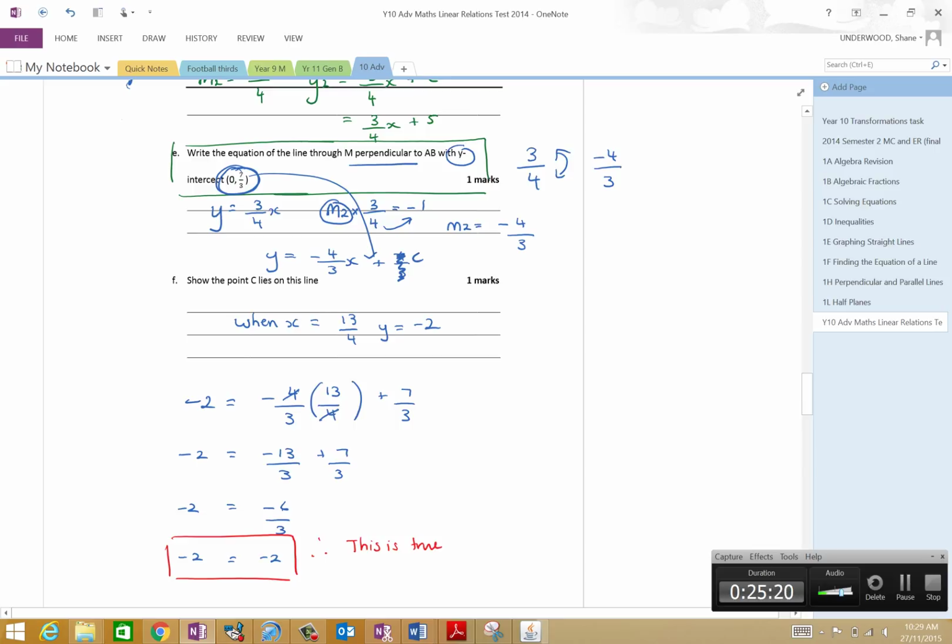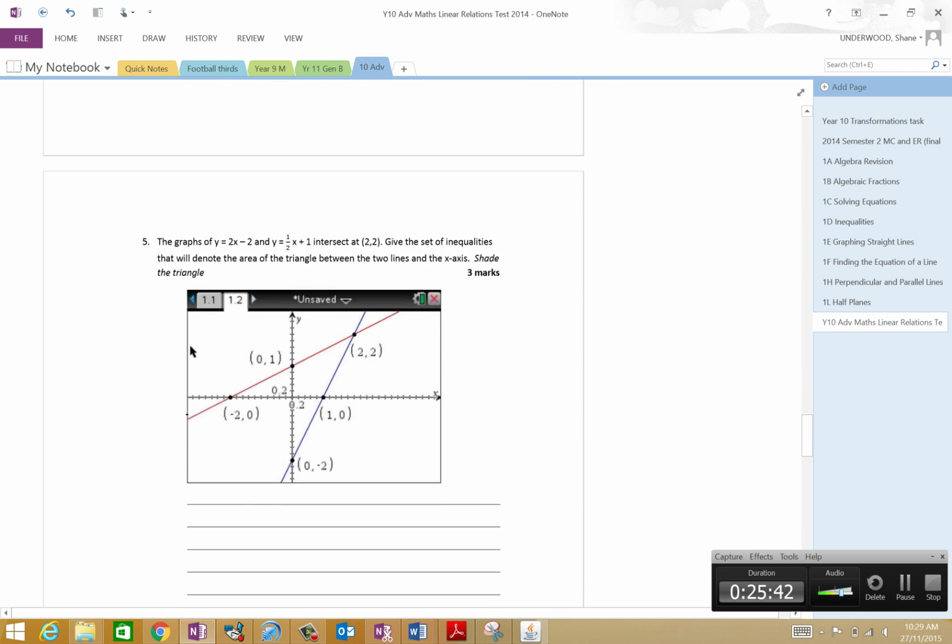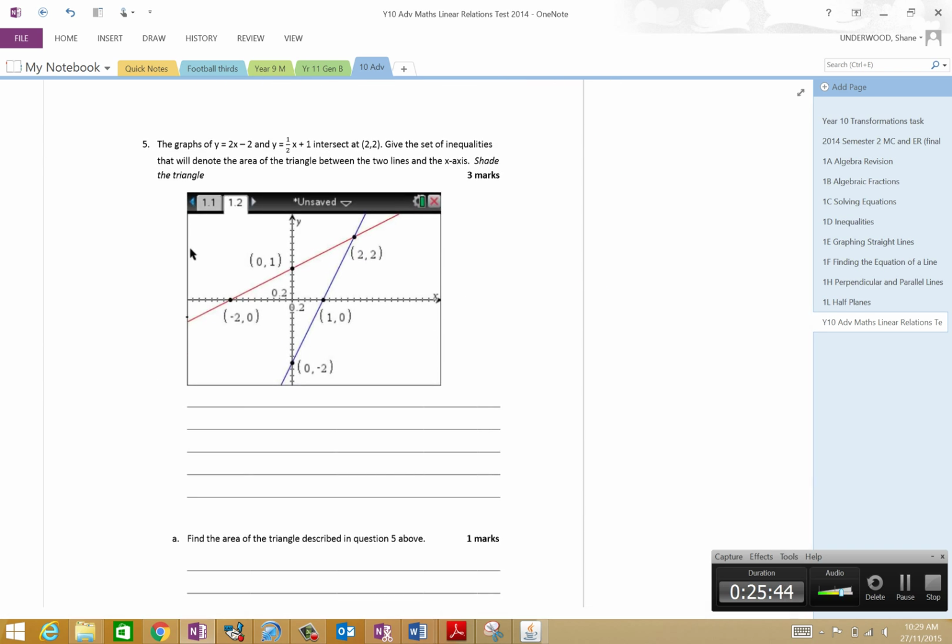Hence, we can say that C lies on y equals negative 4/3 x plus 7 on 3. Okay? Probably not as bad as you think, a lot of this stuff. But a lot of the time when you're looking at it, it's the interpreting of the question. Now, just quickly, I've got two graphs and they intersect at this point, and of course your calculator can do all this. Remember, in the second part of your test, you have a calculator, don't you? So you can use it if it helps you.